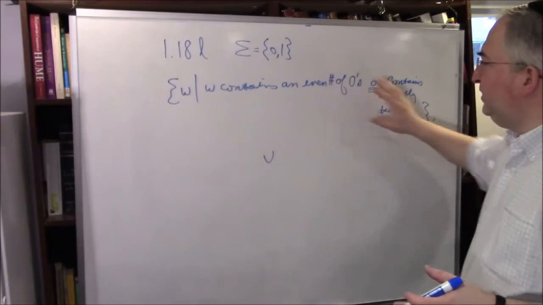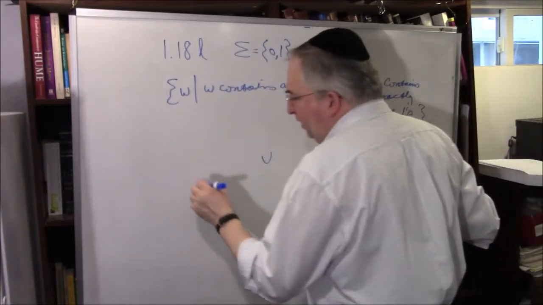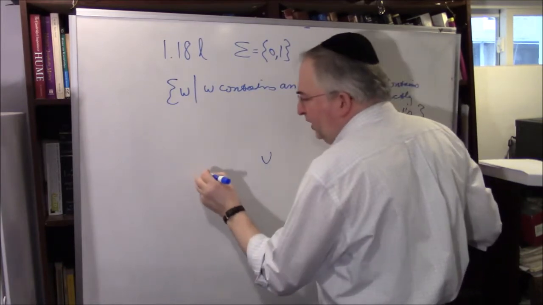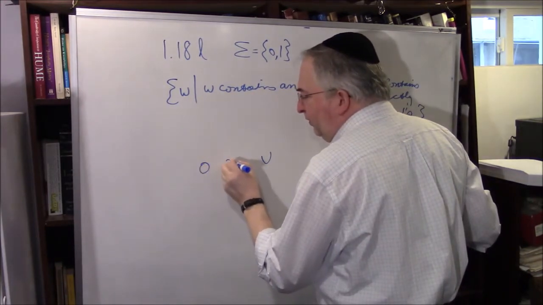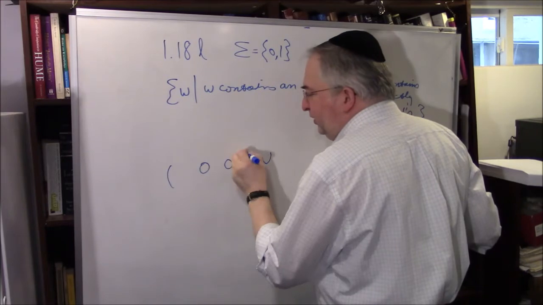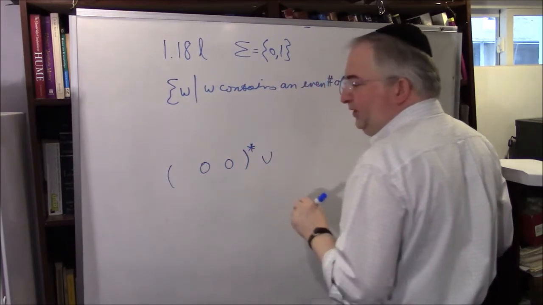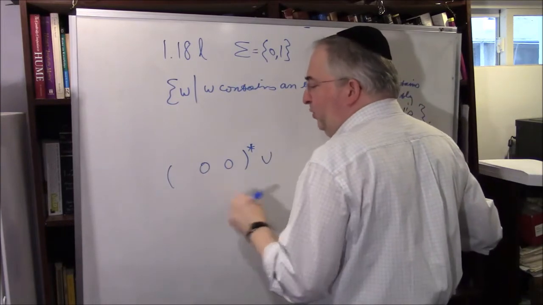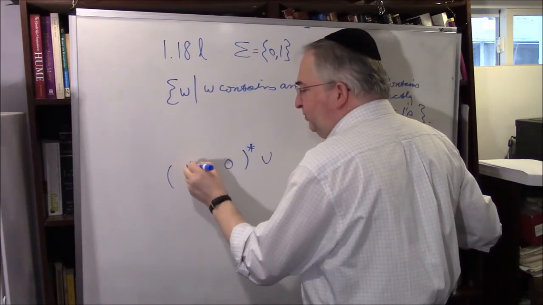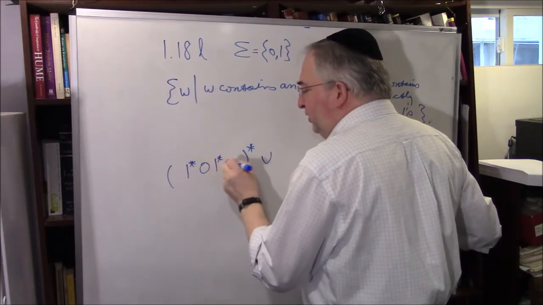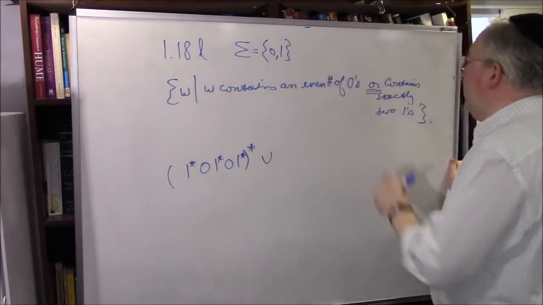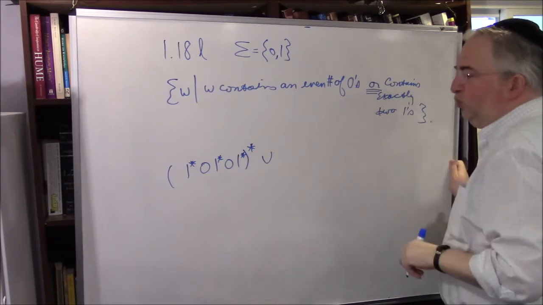How about contains an even number of zeros? This is very simple. I don't care how many ones there are, but it contains an even number of zeros. So what you do is, we saw an even number of zeros, that's this, with a star in it, right? But now, I also want as many ones as you want, so put in ones here, put in ones here, put in ones here. Great.